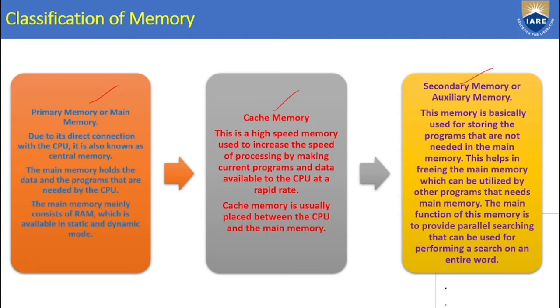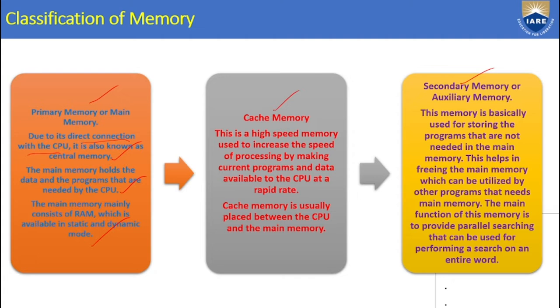It is the built-in memory available with the computer system. The main memory has a direct connection with the CPU, and it is also known as central memory. The built-in memory available with the computer is generally referred to as main memory or primary memory. The main memory can store the data and programs that are needed by the CPU. The main memory mainly consists of RAM, which is available in static and dynamic modes.